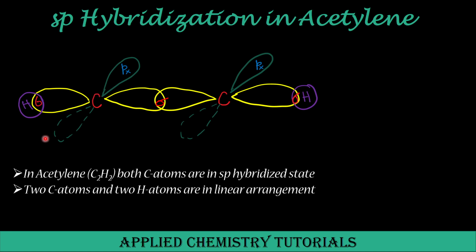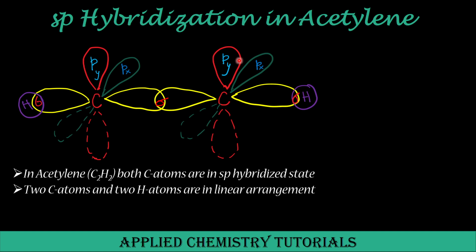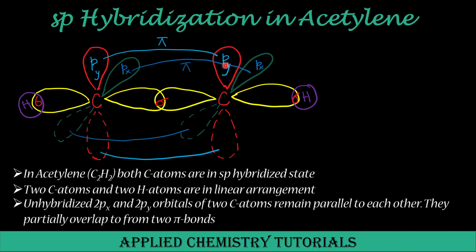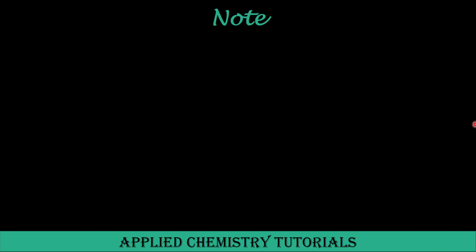Now the unhybridized px orbitals and py orbitals sidewise overlap and create 2 pi bonds. You can see in this simple structure there are a total of 3 sigma bonds and 2 pi bonds formed. So there is a triple bonded structure. So HCCH, this is a linear structure which is formed in acetylene.